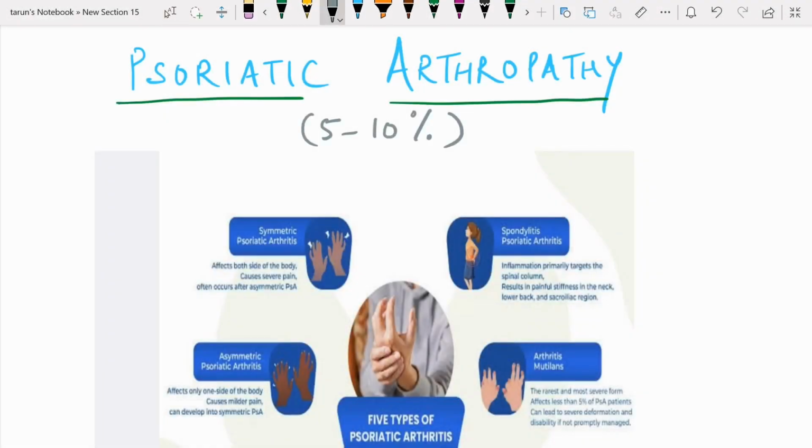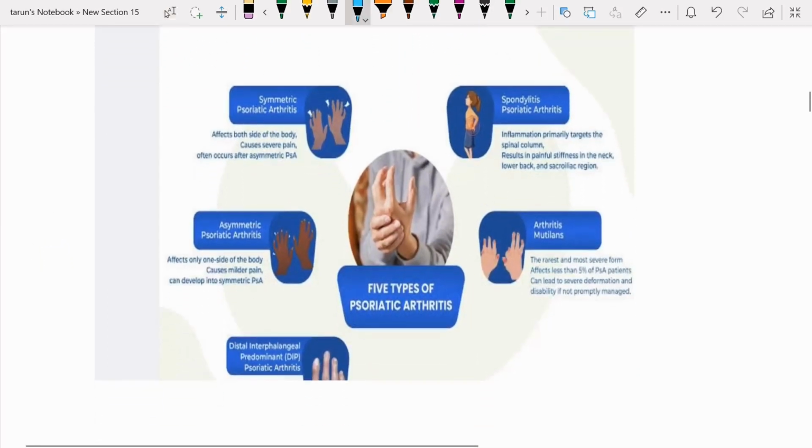We'll discuss psoriatic arthropathy. Joint involvement in psoriasis is seen in only 5 to 10% of patients who have psoriasis. So what are the various types of psoriatic arthropathy? We have 5 types of joint involvement in patients with psoriasis. There are 5 types of psoriatic arthritis.